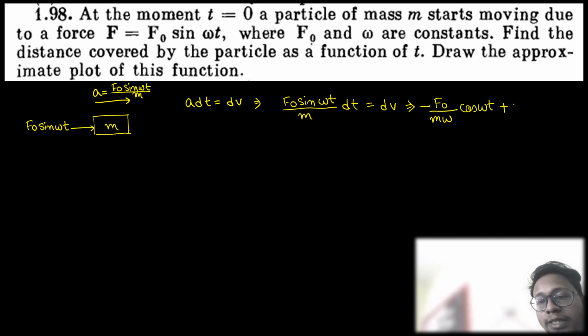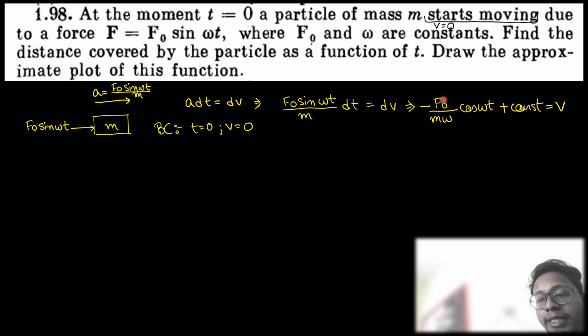Plus some constant is equal to v. See, the integration of this with respect to t is nothing but minus f naught by m omega cos omega t. Now in order to find the value of the constant, you have to apply the boundary condition. What is the boundary condition? At the moment t equal to 0, the particle of mass m starts moving. That means at t equal to 0, the velocity v is also equal to 0. So the first boundary condition we have is at t equal to 0, v is equal to 0.